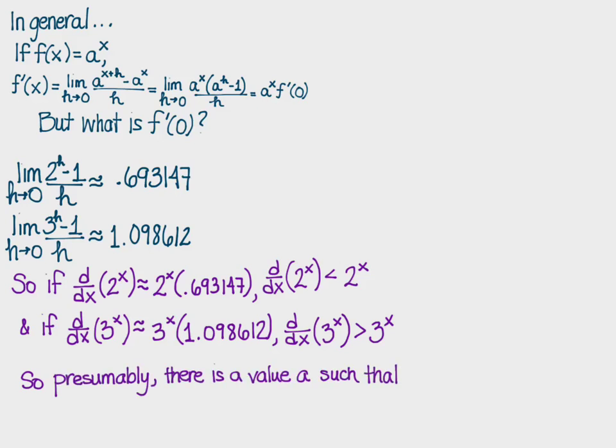This leads us to guess that presumably there's a value of a such that a is between 2 and 3, and the derivative of a to the x is equal to a to the x.